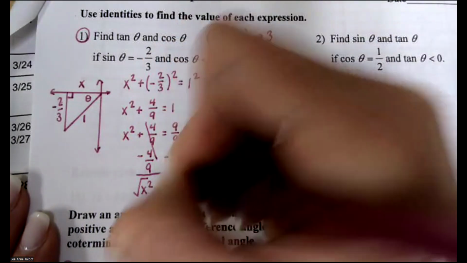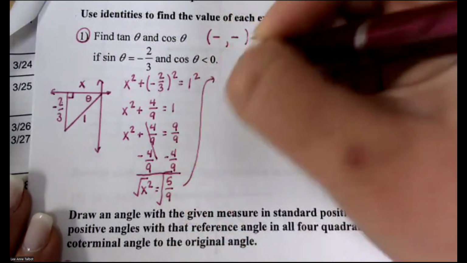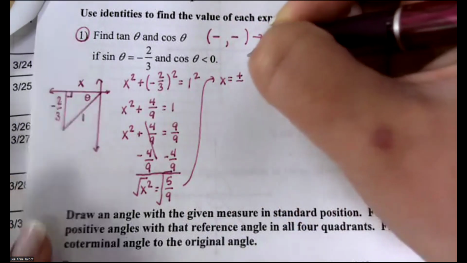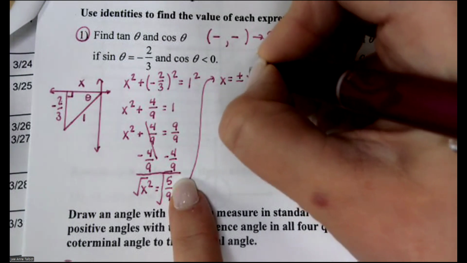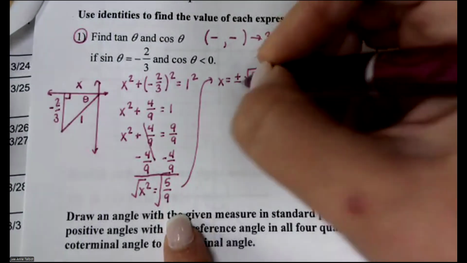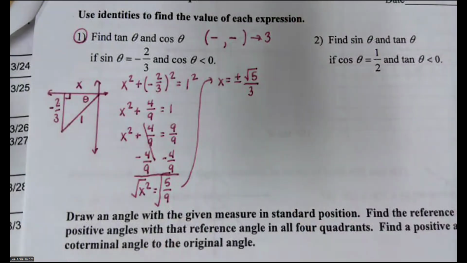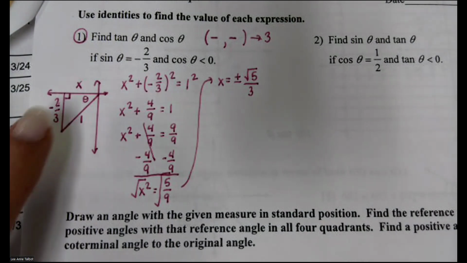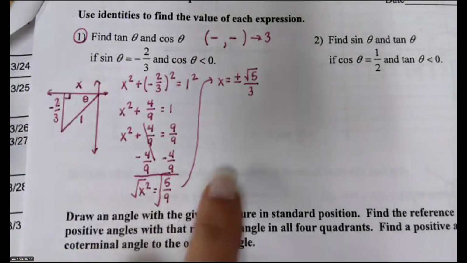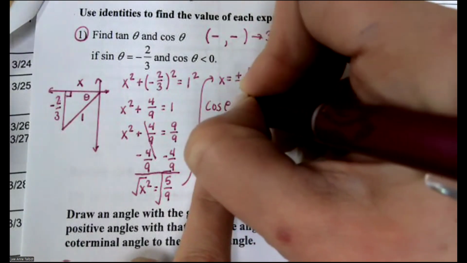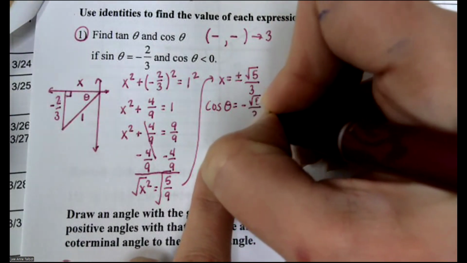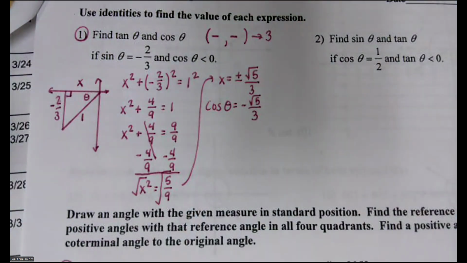Square root. And I'm going to come up here. X equals plus or minus. Okay, and I have square root of 5 because that does not come out evenly, but 9 does. Okay, and then the last step is to decide if I want the positive or negative. And it's quadrant 3, and I already determined that cosine should be negative, so I want the negative one. Okay, any questions about how I got cosine?